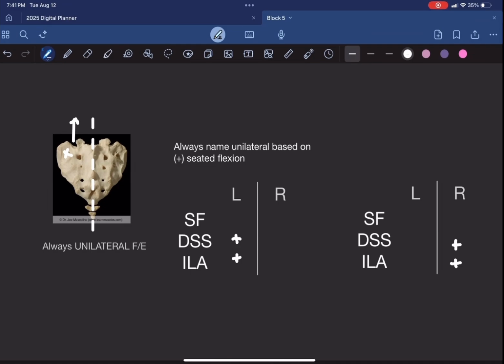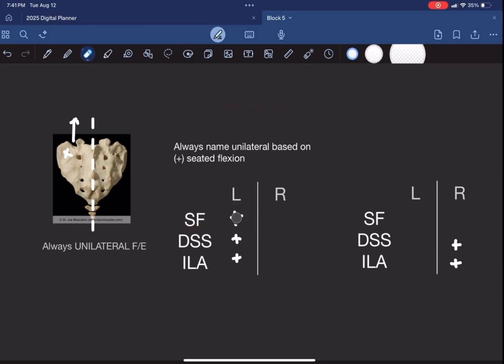So now if it's a unilateral diagnosis, you always want to name it based on the side of the positive seated flexion. So let's just say all the findings are on the same side. What does that mean? This whole side, if all the findings, if this is deeper, this whole side is bending forward. That means this side is flexed. So you would name this, the seated flexion positive on the left side, left unilateral flexion.